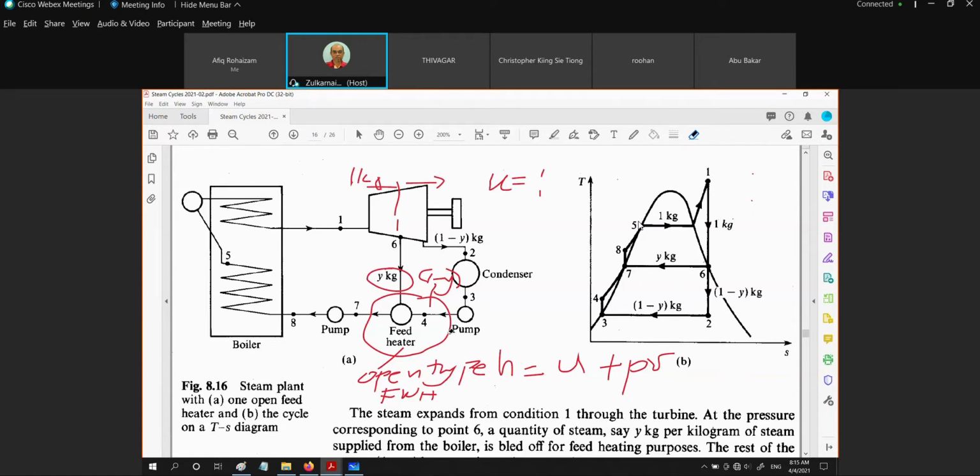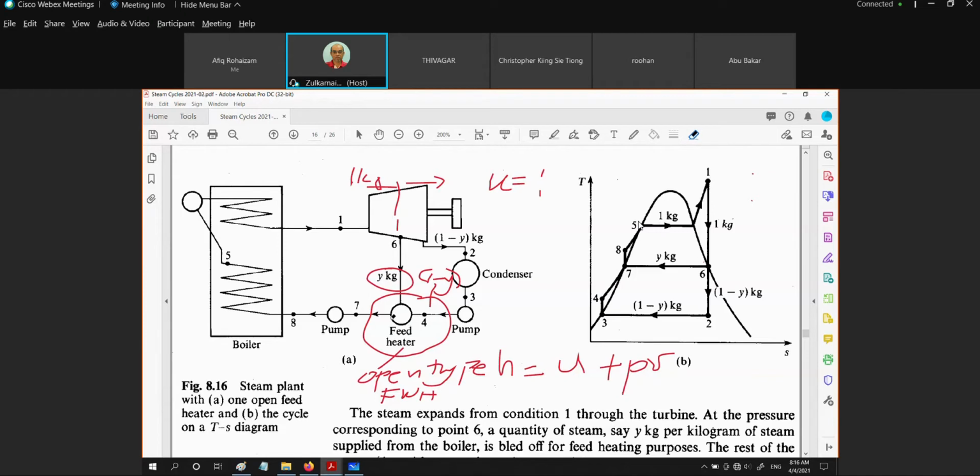Right? It's not from point 4. From point 4 to point 7, the increment of energy in terms of enthalpy right here is because of the incorporation of the feed water heater. So from 4 to 7 is the increment of enthalpy because of the feed water heater. Right? And as far as the Q in is concerned, starting from 8 to 1.